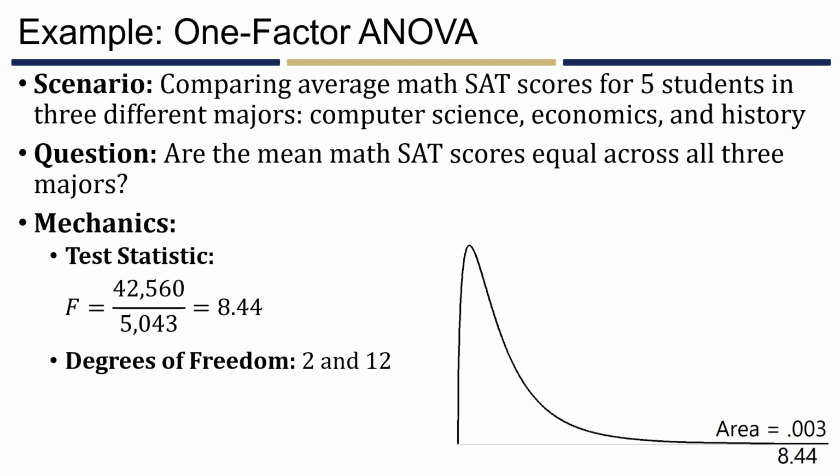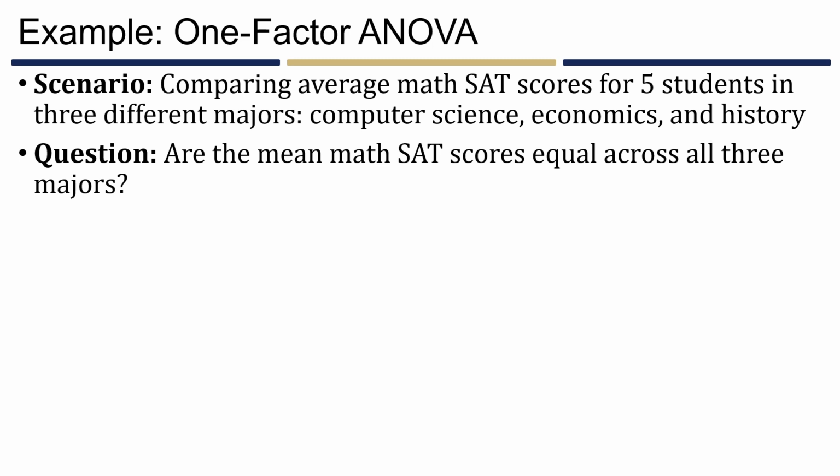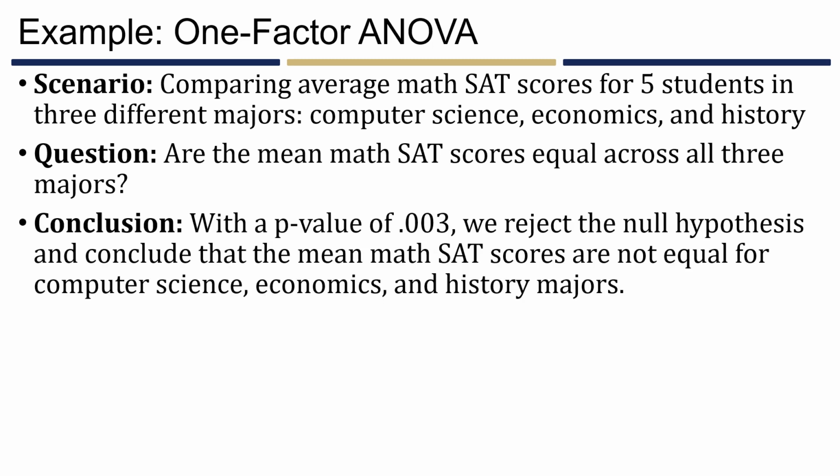Now, our test statistic here has 2 and 12 degrees of freedom, which is the F distribution that you see over on the right. However, just like with the t distribution, there's no nice, easy way to find corresponding p-values or probabilities using the F distribution. So we have to resort to using software, and if we use Excel to find this corresponding area up above 8.44, we find that the p-value is 0.003. So considering we have a very small p-value, 0.003, which is less than the common 5% level of significance that's typically used, we are able to reject the null hypothesis, and we're able to conclude that the mean math SAT scores are not all equal for computer science, economics, and history majors.